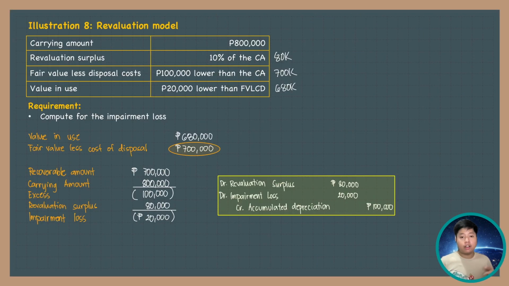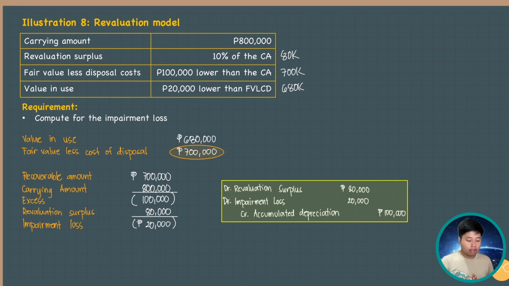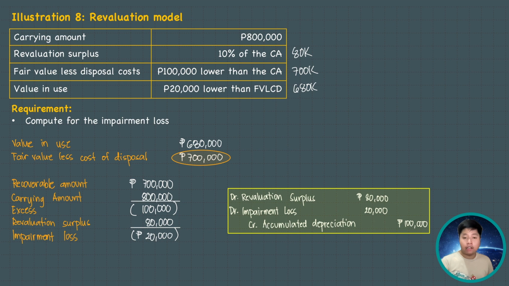The following are the case facts for illustration number 8. Since we are using a revaluation model, please take note that any excess, we will not record first to the impairment loss, but if there is a revaluation surplus, we will exhaust first those revaluation surplus before recording impairment loss. In this case, the revaluation surplus is 10% of the carrying amount, that will be 80,000 pesos. The fair market value less cost of disposal is 100,000 lower than the carrying amount. This will be 700,000 pesos.